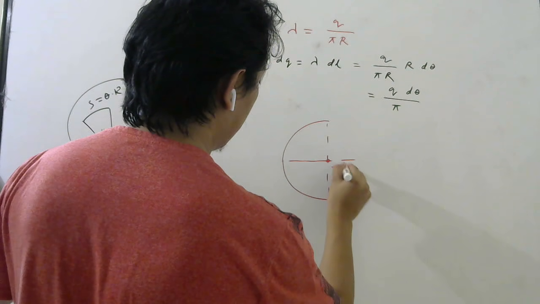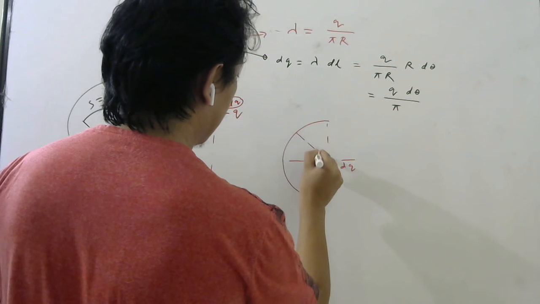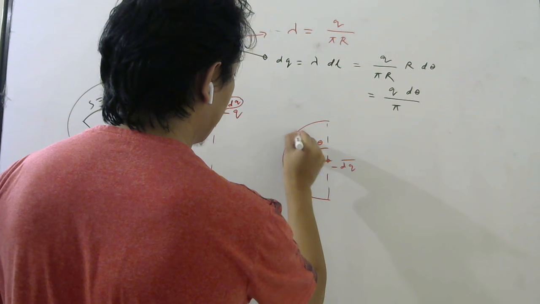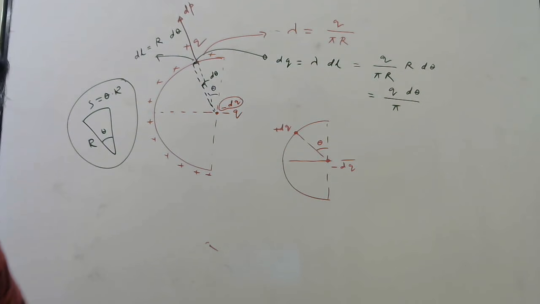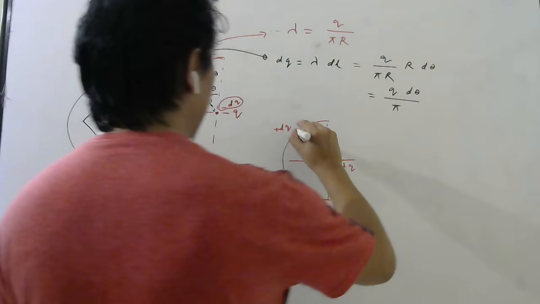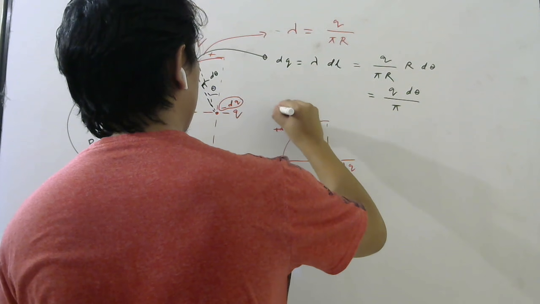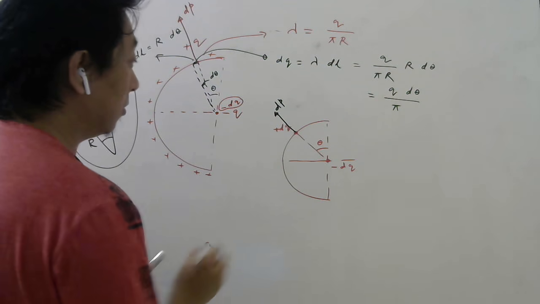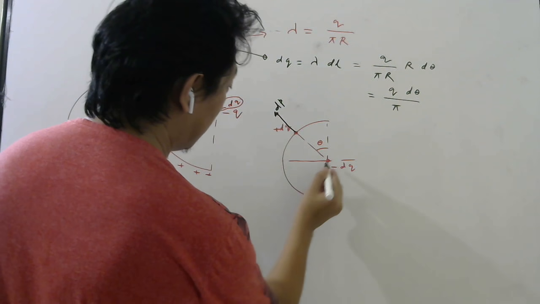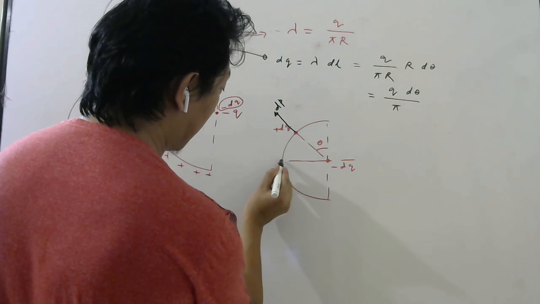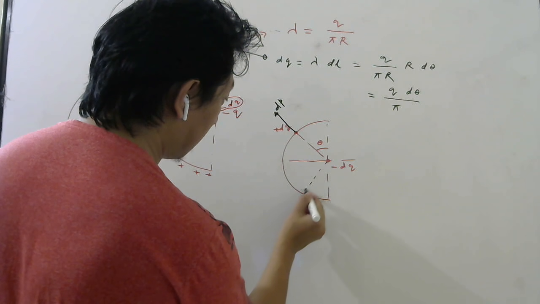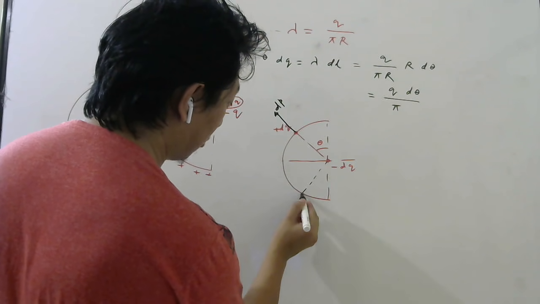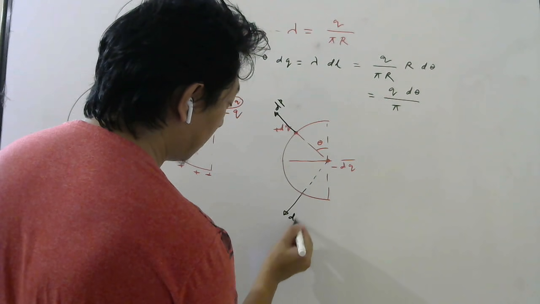Here I took minus dq, and at this angle theta I took one particle, that is plus dq. The dipole moment, as I told, is from minus dq to plus dq. This is your dp. Now if I take this part, it will be here. If I take this part, it will be here. So let me take another part at the same angle theta, that will be here, dp.